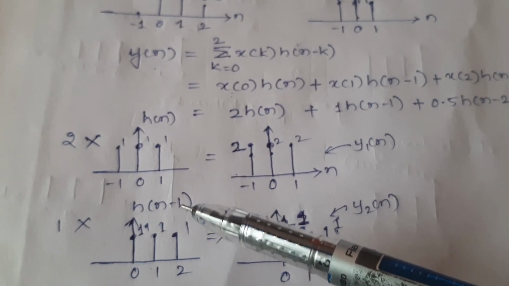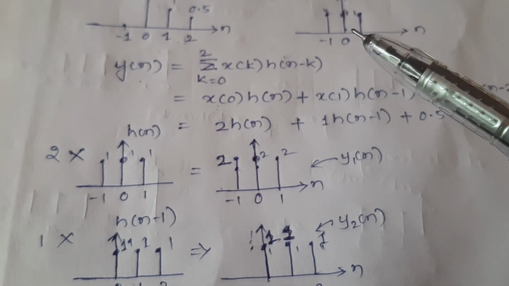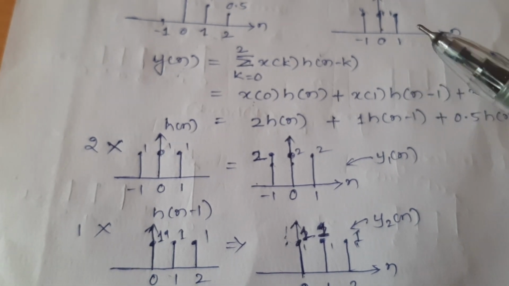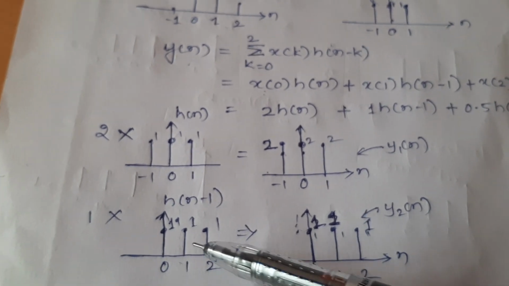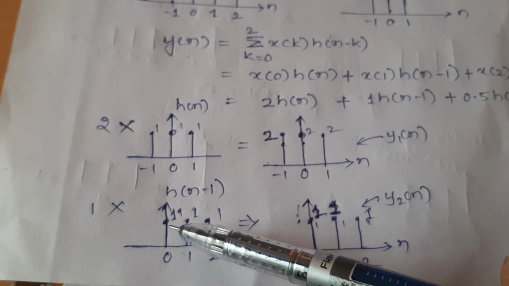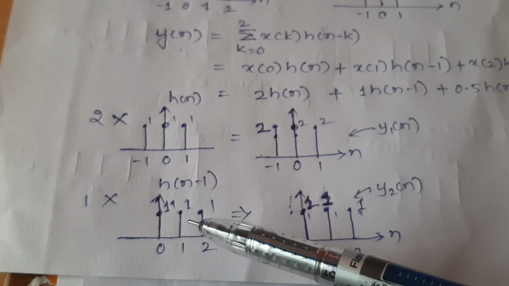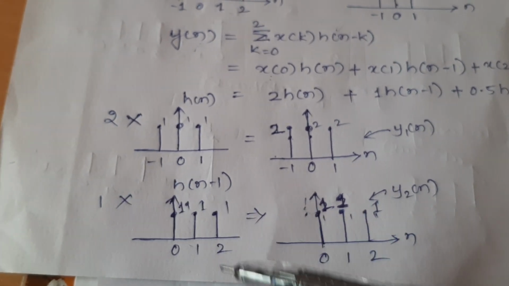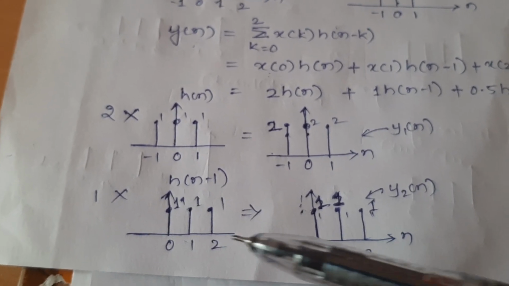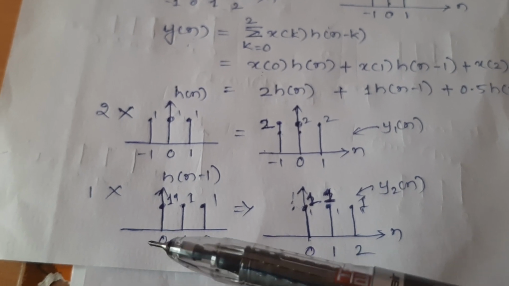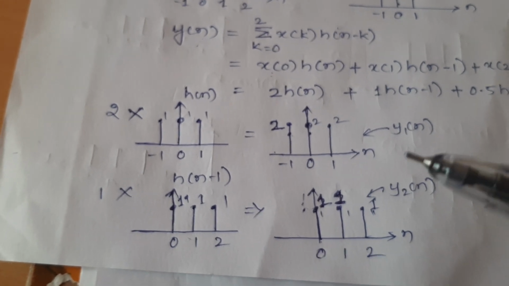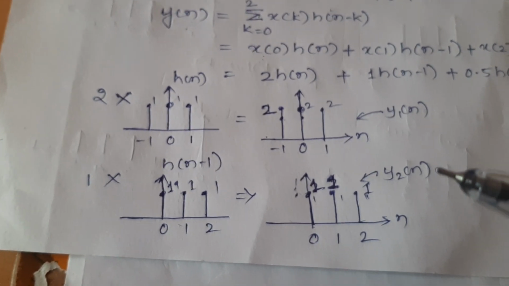So as this 1 is positive, the h of n is shifted by 1 unit to the right. It runs from -1 to 1 in h of n, so in the shifted version, it runs from 0 to 2. The same h of n minus 1 signal is multiplied with 1. When we multiply, the values of the samples remain as 1, but their places get shifted, running from 0 to 2. So this is our second intermediate output.